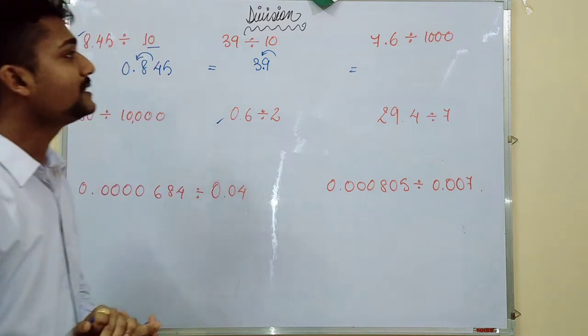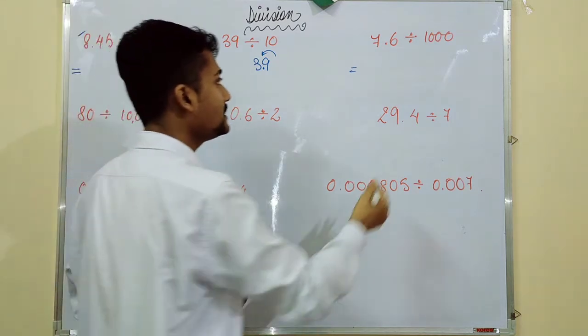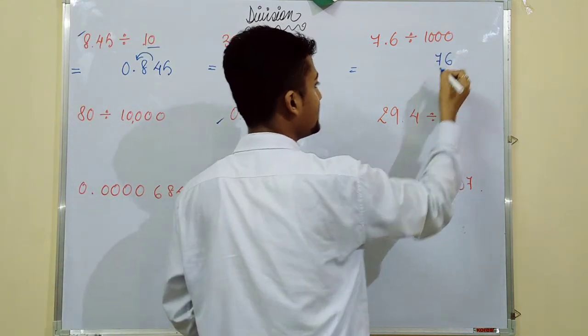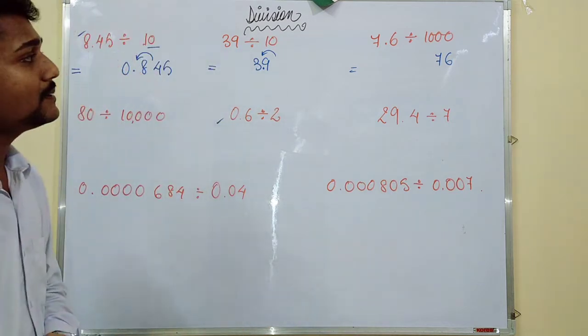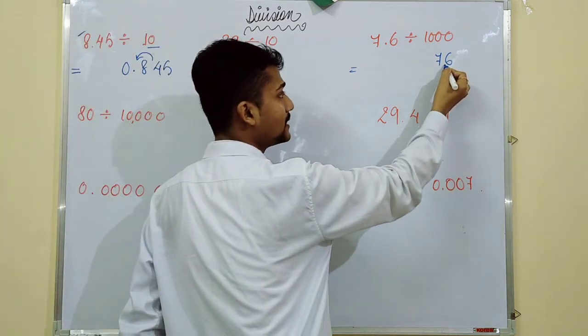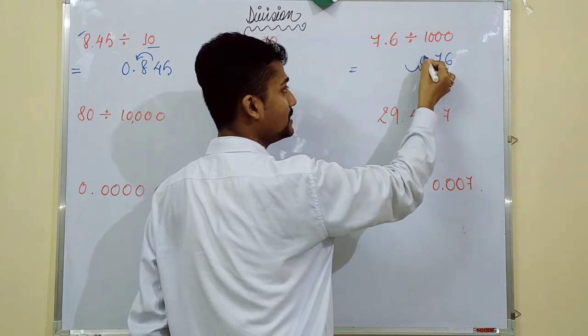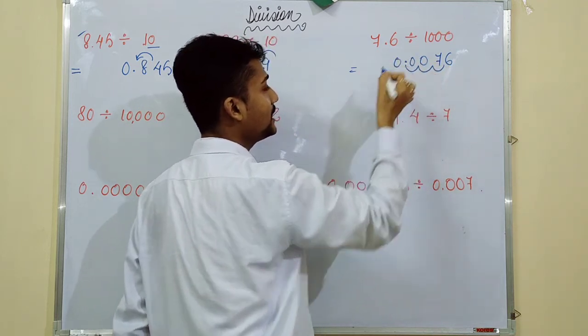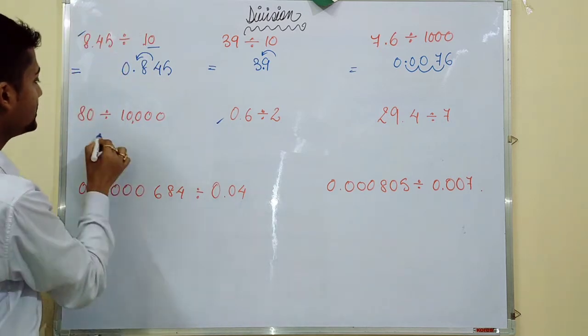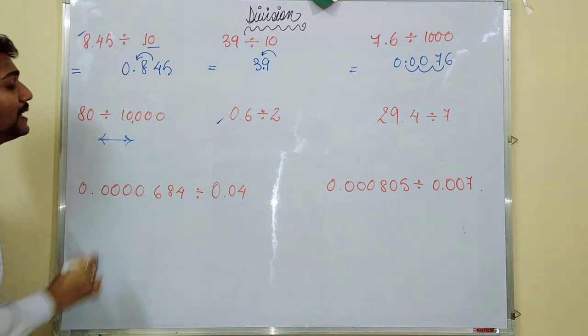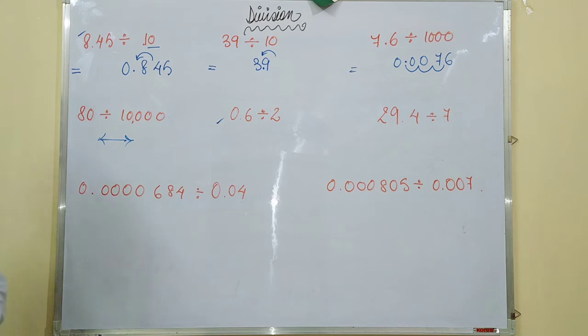So 7.6 divided by 1000. First you write 76. Okay. Where was the point? The point was here. 3 zeros. That means 3 times. 1, 2, 3. 0, 0. Here will be the point and the 0. Okay. So this particular question you will try to do by yourself.